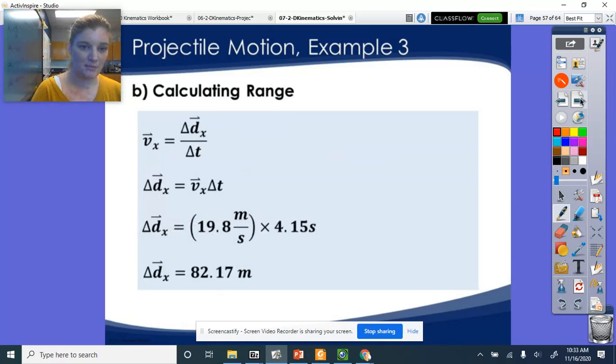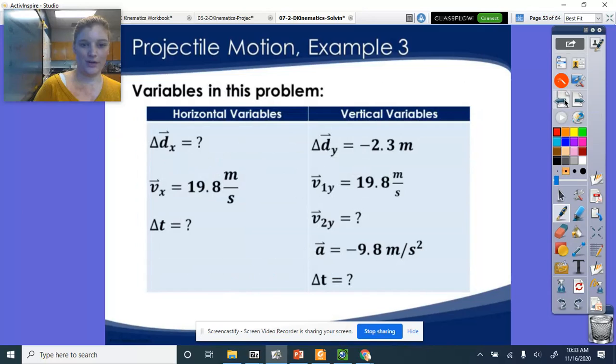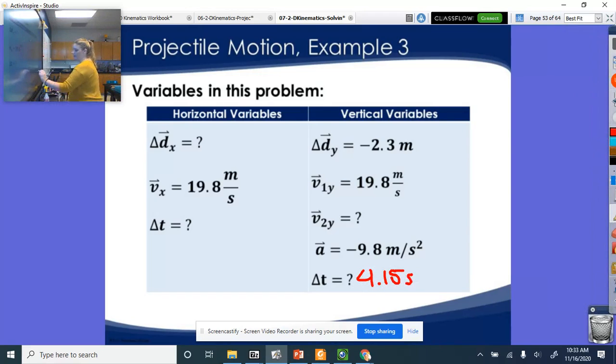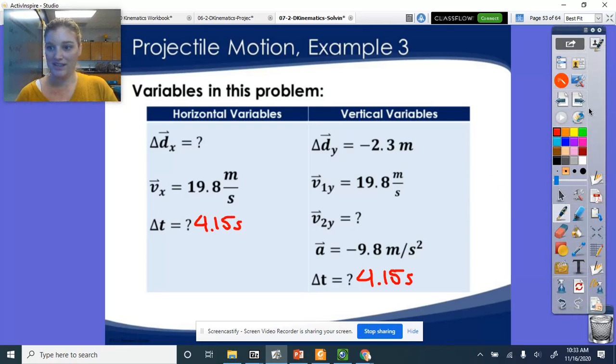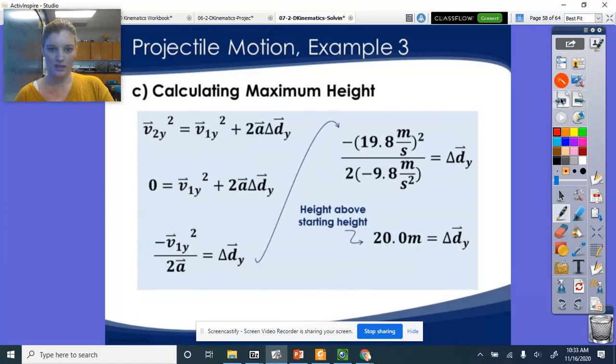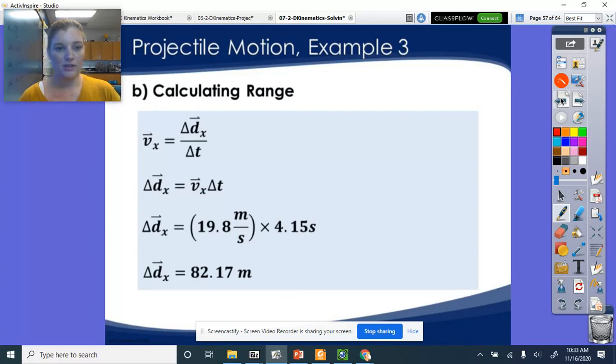So then I can use that time to calculate how far I'm going in the x direction. So if I go back to this chart and fill this in as I go, it makes it easy for me to see what I have left to solve for. The horizontal variables are the easiest to do next. So to give myself a little brain break, I just calculate the range using my velocity equals displacement divided by time, all in the x direction. And then I get 82.17 meters is how far that golf ball traveled in the x.